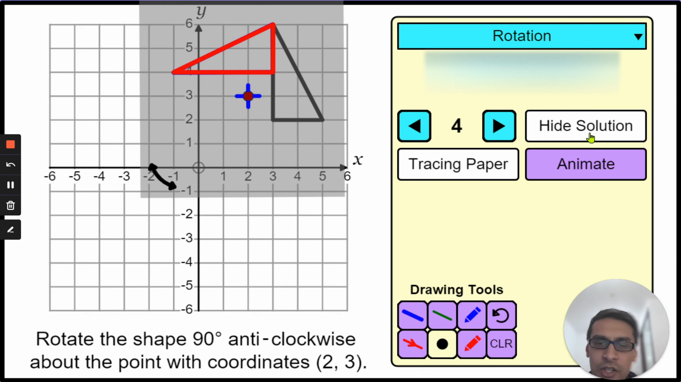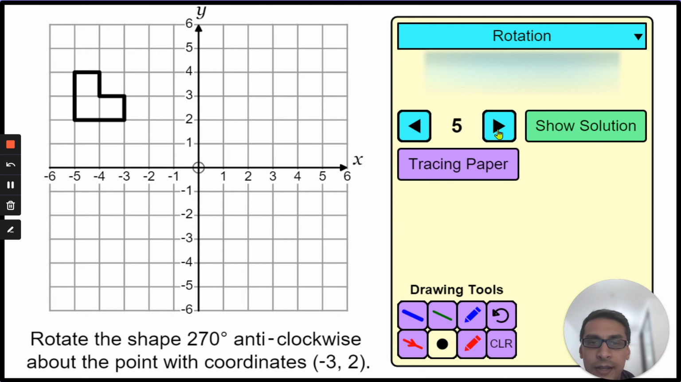It's quite difficult to show some working out when you're using tracing paper, but there isn't really much to show if you're using that method. So the next example here: rotating the shape 270 degrees anti-clockwise about the point with coordinates -3, 2. First of all, draw your point of rotation, -3, 2. What I've noticed is this is on the shape itself.